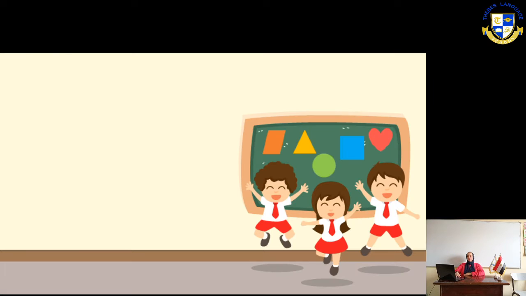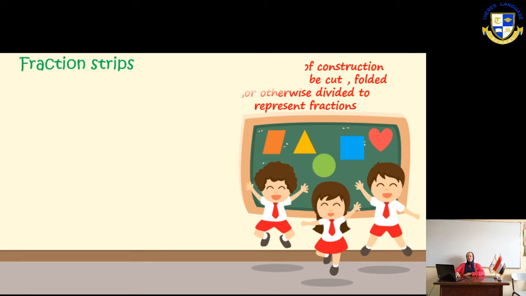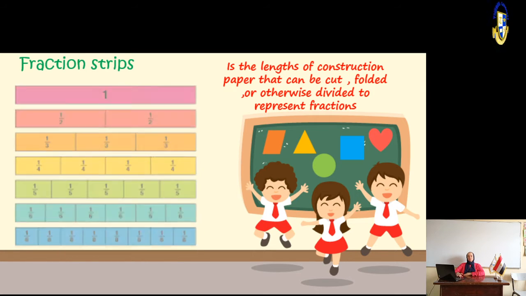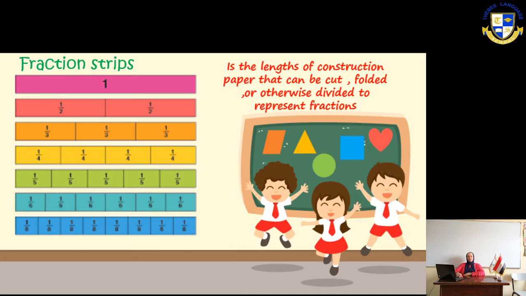Okay, on page 1 we have fraction strips, which are lengths of construction paper that can be cut, folded, or otherwise divided to represent fractions. Here are some fraction strips. The first one is a whole one, the second one is two equal parts, half and half. The third one is cut into 3 equal parts, it will be thirds. The next one will be 4 equal parts and it is represented as fourths. The next one will be cut into 5 equal parts and it's represented as fifths, then sixths, then eighths.